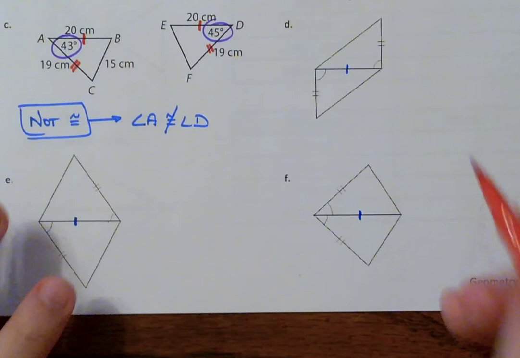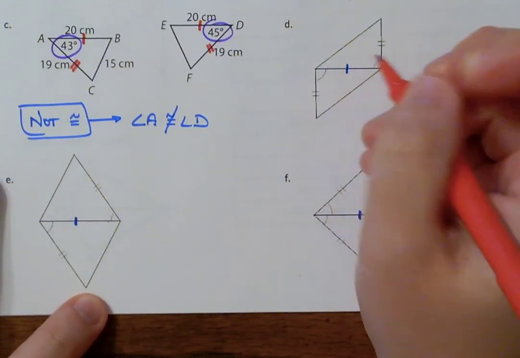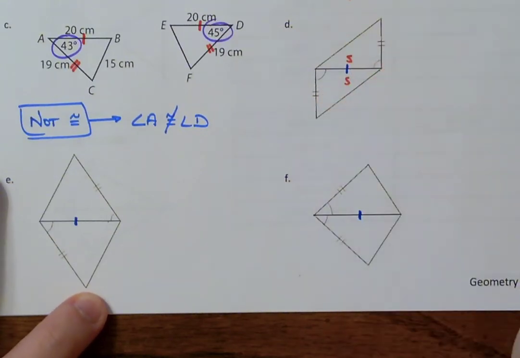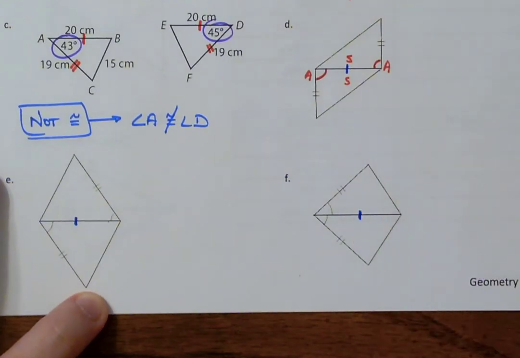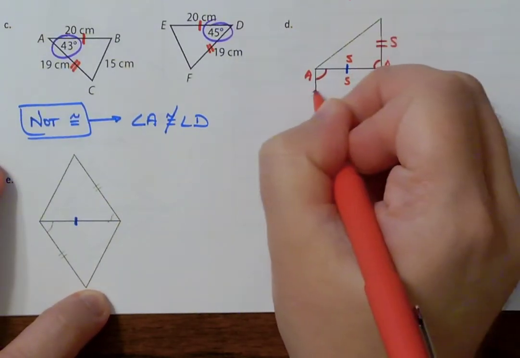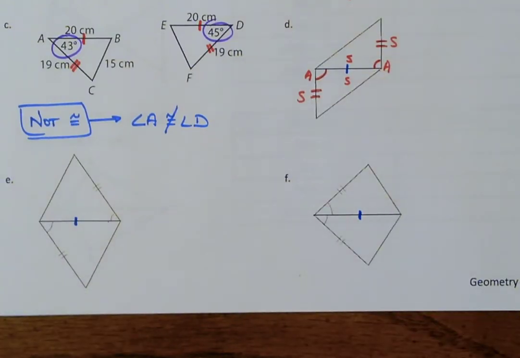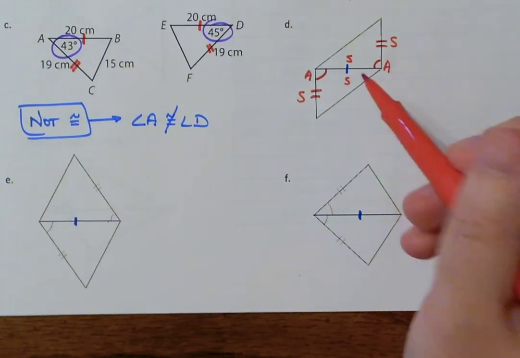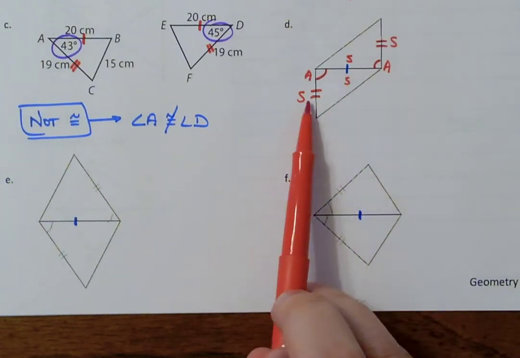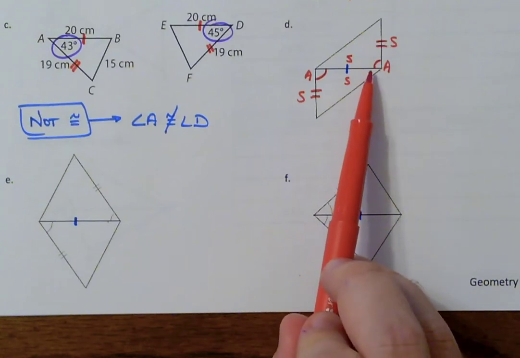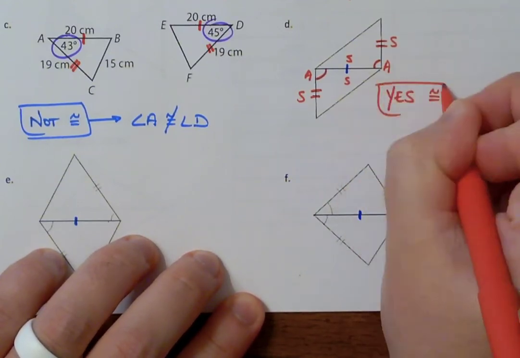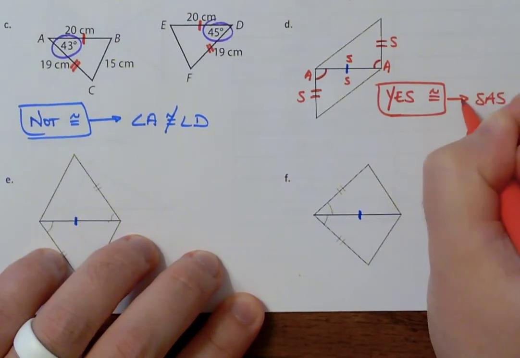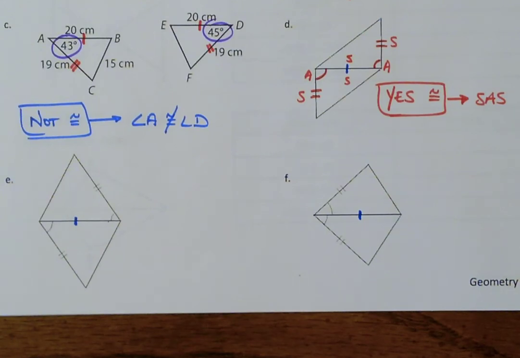All right, so for D, I know that this side is congruent to itself based off the reflexive property, so I have a side. They tell me this angle is congruent to this angle, so I have an angle. And then they tell me this side is congruent to this side. So can I say, based off SAS, that these two triangles are congruent? Well, I have two sides and the included angle, two sides and the included angle. Therefore, I can say yes, they are congruent by side angle side. So the triangles for part D are congruent.